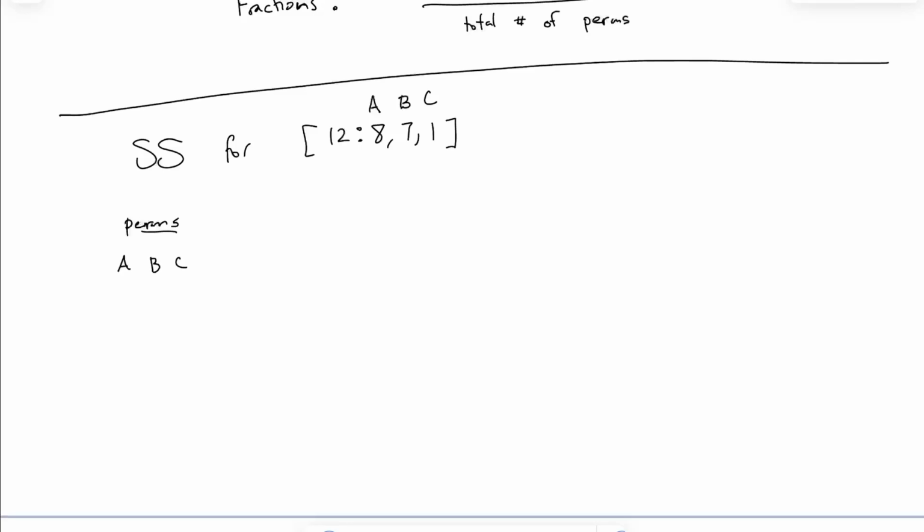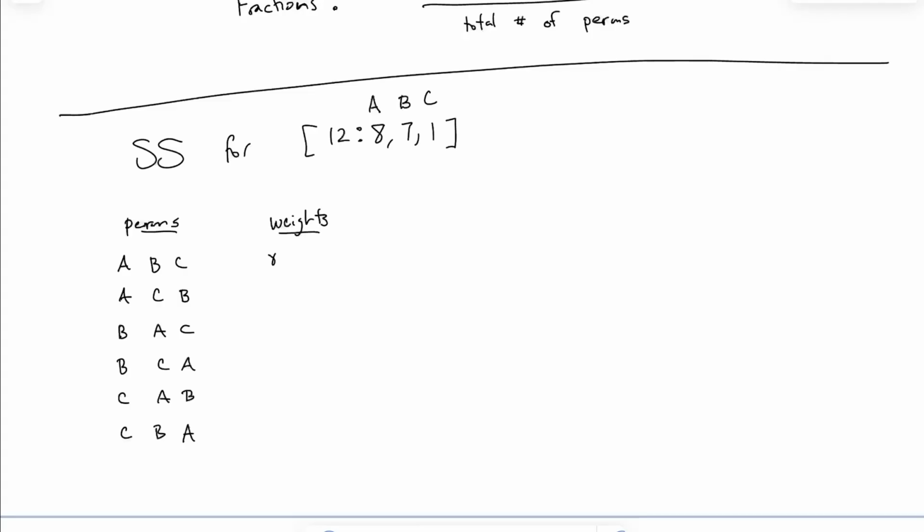Anyway, I have to begin by writing all the permutations. Actually, this is exactly the same as the previous example. I have 2 permutations beginning with A, 2 beginning with B, and 2 beginning with C. BAC, BCA, CAB, and CBA. All right, these are all the perms. And then I'm going to write the weights in those particular orders.